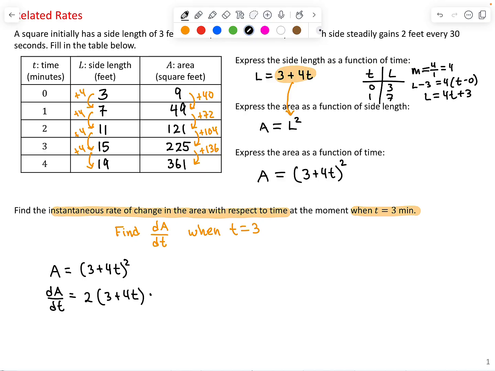Derivative of 3 is 0, and derivative of 4t with respect to t is 4. So dA/dt, evaluated at t equals 3, just plug in a 3, this becomes 15, and then times 2 is 30, and then times 4 is 120.